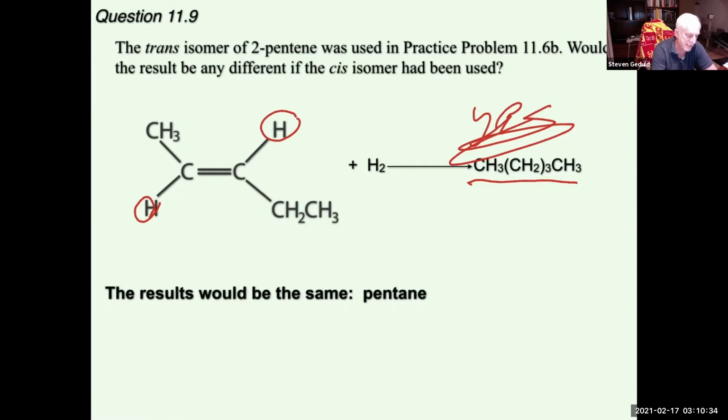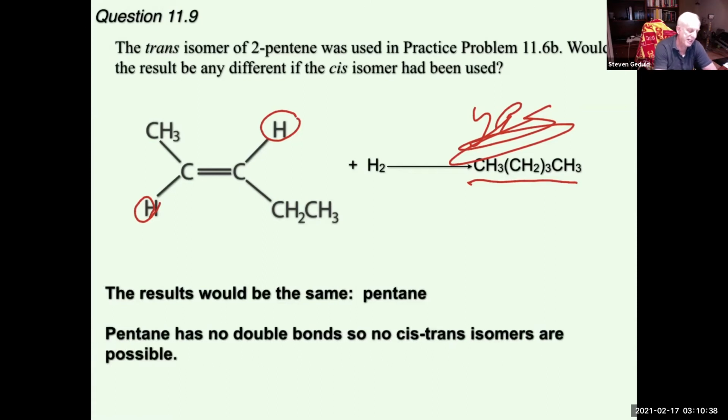Pentane has no double bonds. No cis-trans isomers are possible. You got it.